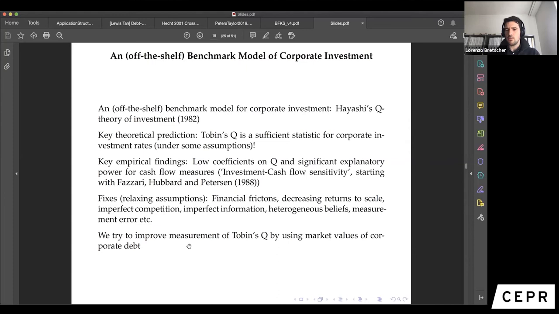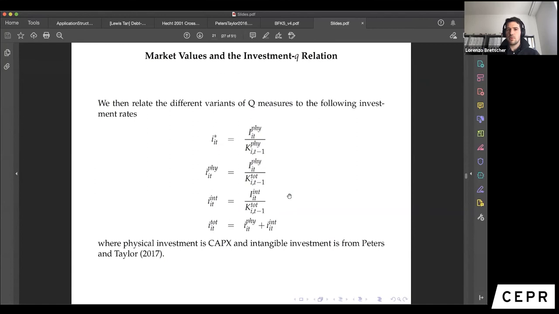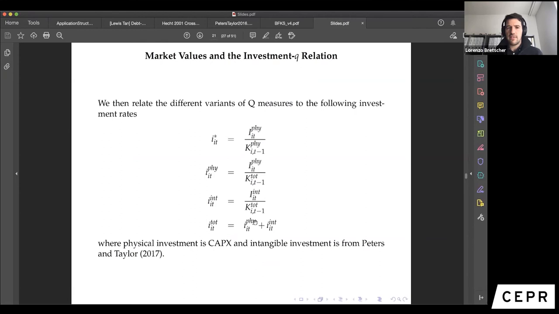We try to improve on the measurement of Tobin's Q by using market values of debt, which enters in the valuation of the firm up here. Blue is usually what changes, so we have the market value of debt. For investment rates, we don't do much. We use both the traditional Q, as has been used in previous work, and also total Q, from a great recent paper by Peters and Taylor that expands on traditional Q by also incorporating intangibles. And then we have various investment rates: the traditional one, fiscal investment, and we can study intangible or total investment, which is fiscal plus intangible investment.